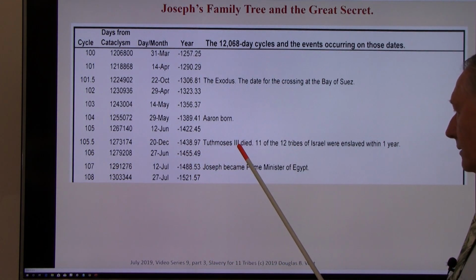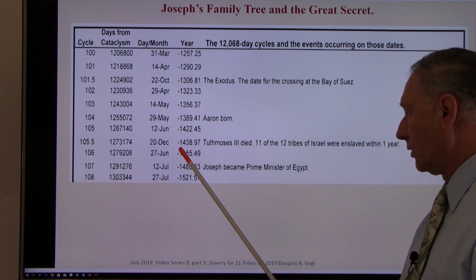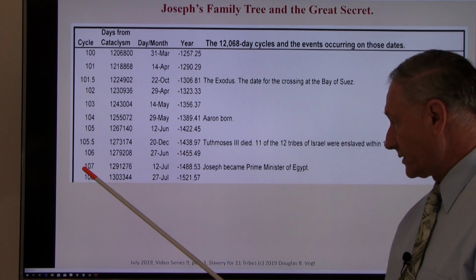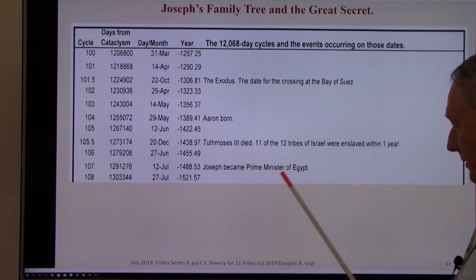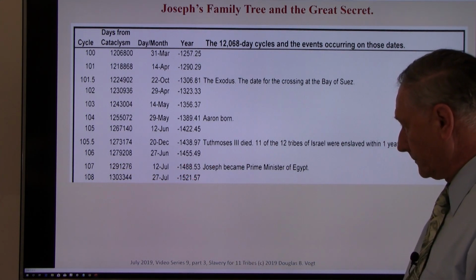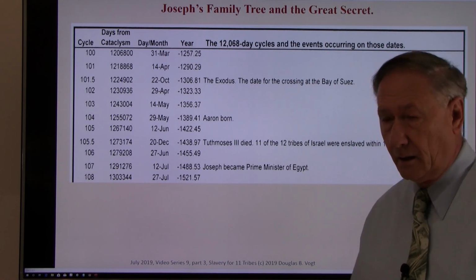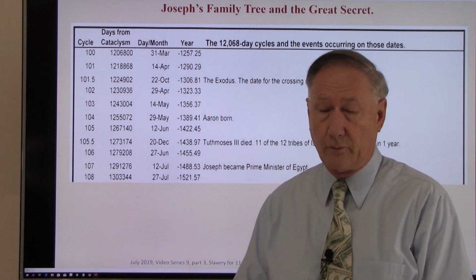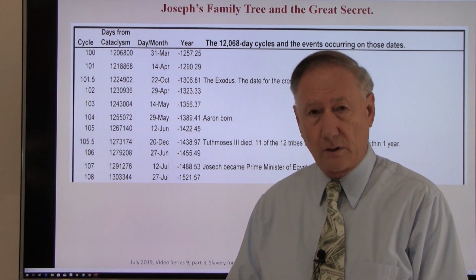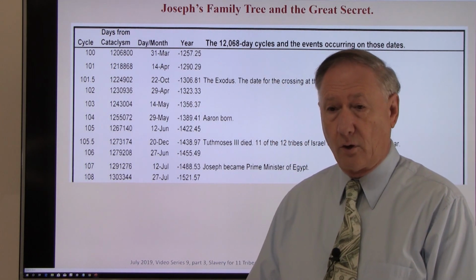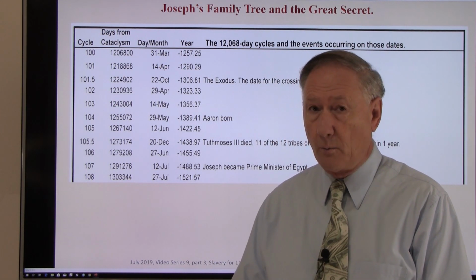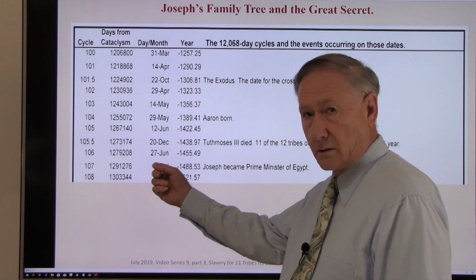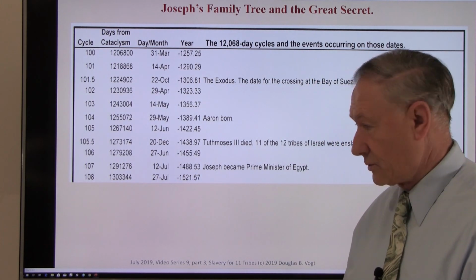105.5, Moses' second died, the son took over, and after that, the 11 tribes become slaves. And then 107 cycles back, Joseph becomes prime minister. 1488, July 12th, which makes sense. The flooding in Egypt starts at the summer solstice, June 24th, 25th. And that's when the growing season starts. So his girlfriend, the Pharaoh, Hatshepsut, gives him all the authority immediately, and he starts planting like mad just in the beginning of the growing season. That's where it all made sense.